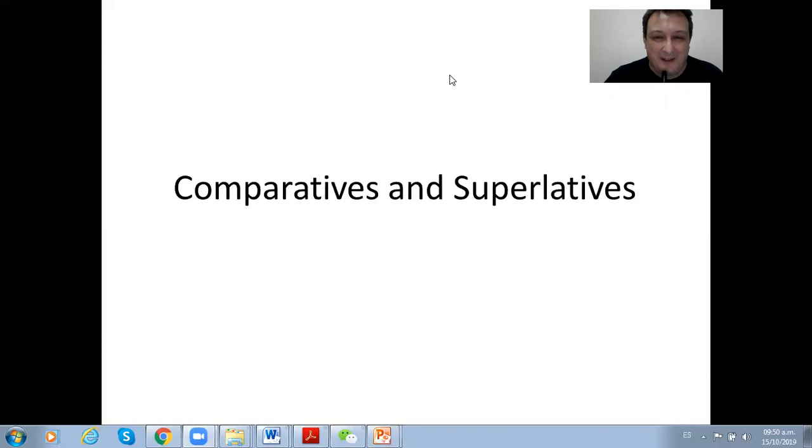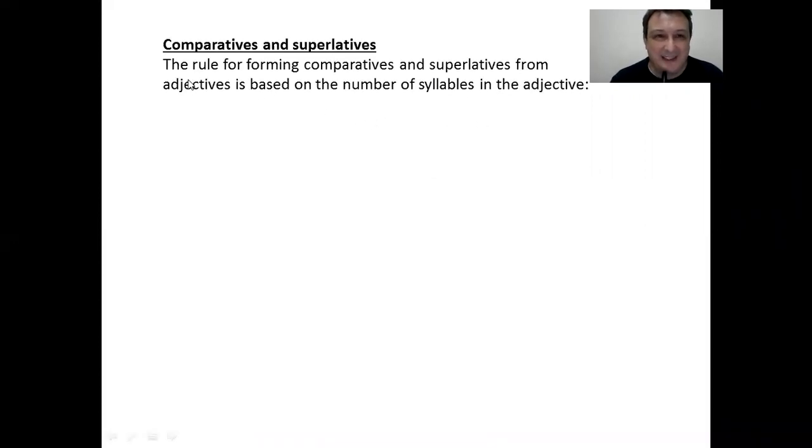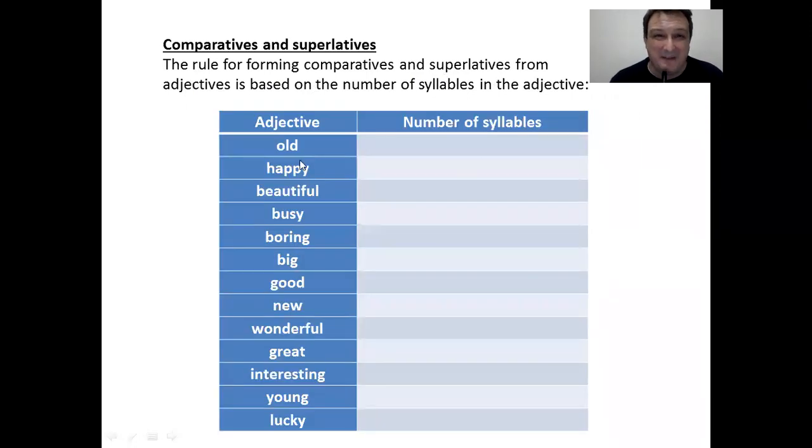First of all, the rule for forming comparatives and superlatives from adjectives is based on the number of syllables in the adjective. What does that mean? Well, that means that we have different adjectives which describe people or things: old, happy, beautiful, busy, boring, etc. And they have different sizes. They have more or fewer syllables.